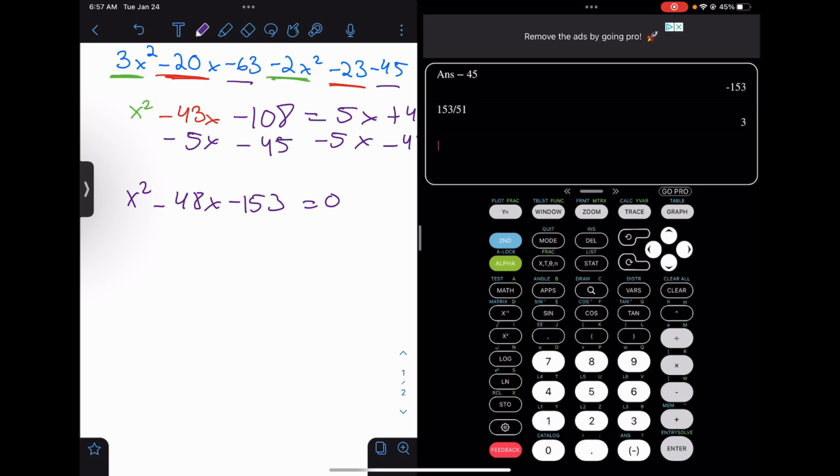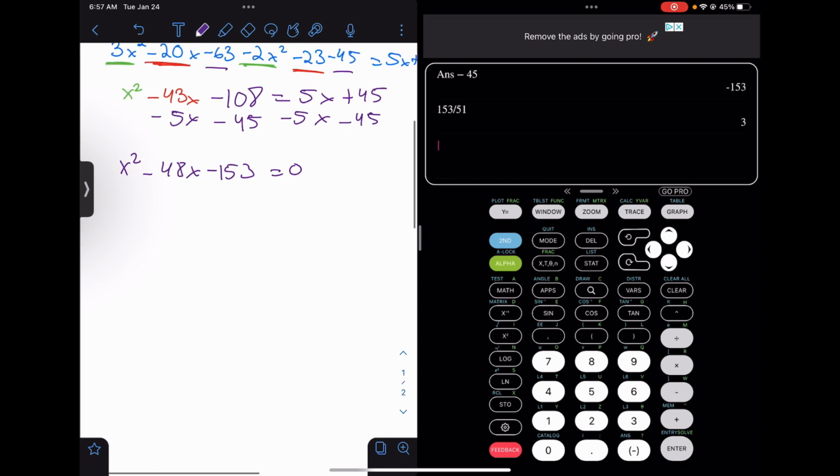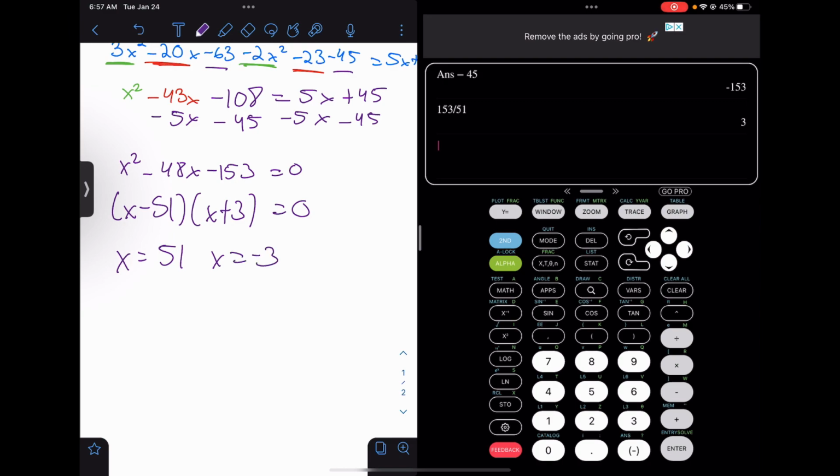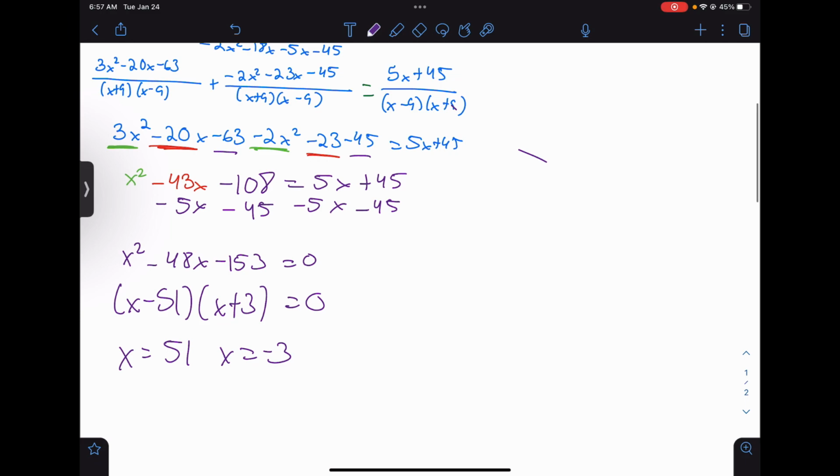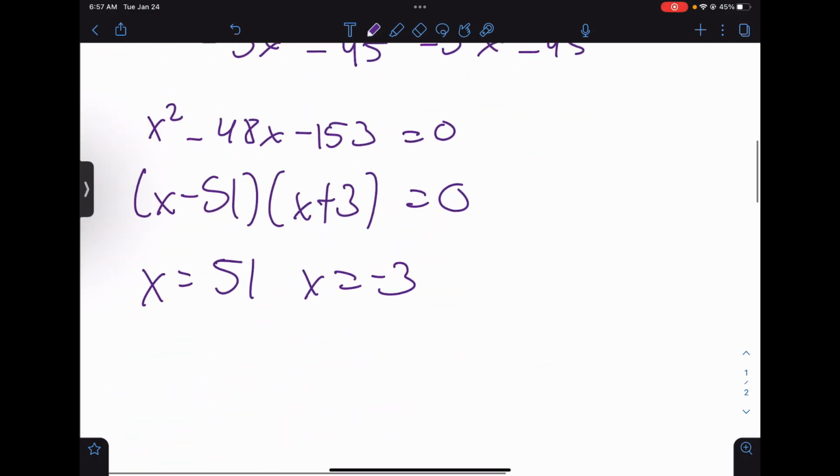Yeah. So my two numbers here are going to be what? Negative 51 and positive 3. So I'm going to do x minus 51, x plus 3. I get that x is 51 and x is negative 3. And then I have to, of course, check to see if these answers are good. x cannot be 9 and negative 9, so these are both valid answers.